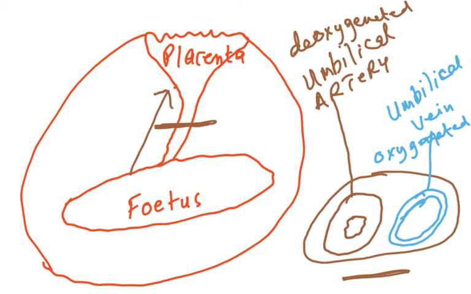Why deoxygenated? Because the cells of the fetus are using up oxygen and producing carbon dioxide. So the direction of the umbilical artery will be in this direction, fetus to the placenta. But the umbilical vein is carrying oxygenated blood, and that is of course going to be from the placenta to the fetus, not from the mother to the fetus, placenta to the fetus.